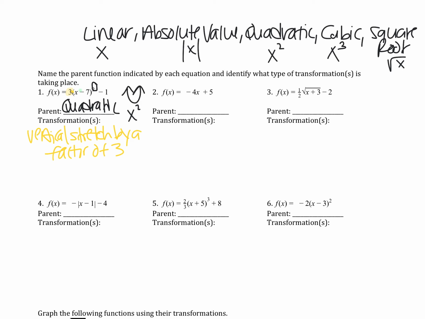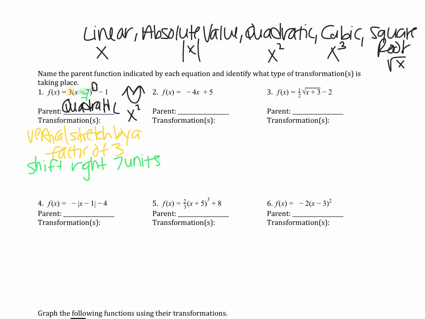So next up, inside, I see this -7. Inside moves it left or right, opposite of what we think. So this one is actually going to move it to the right 7 units. So we're going to shift right 7 units.